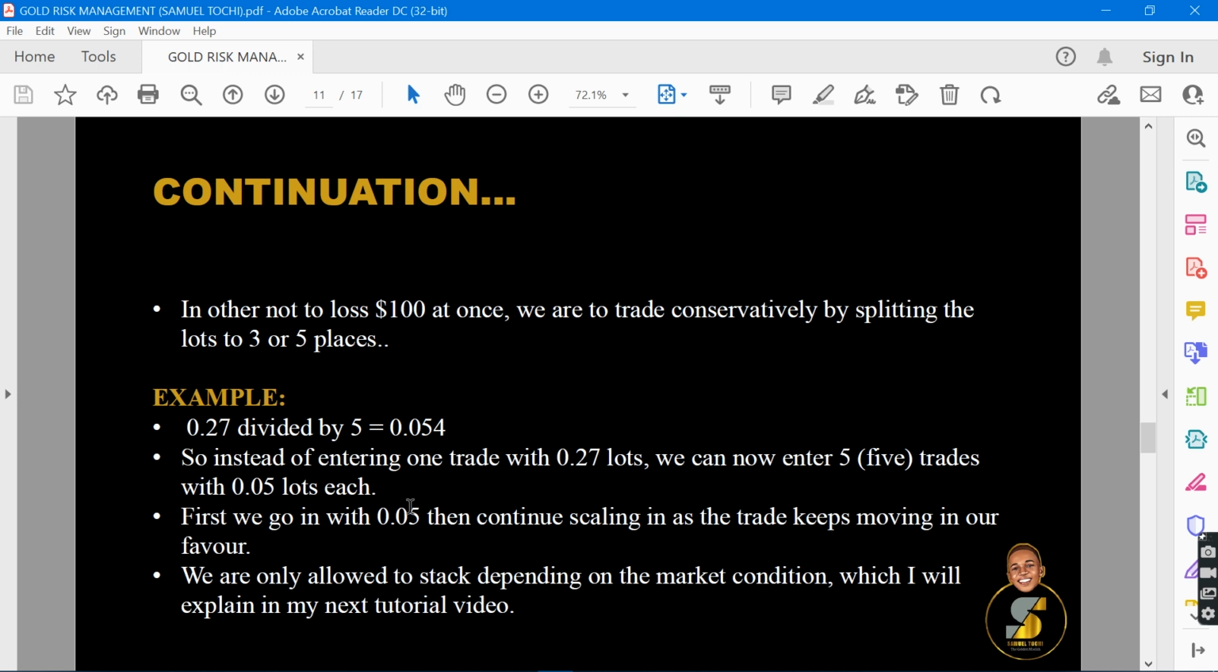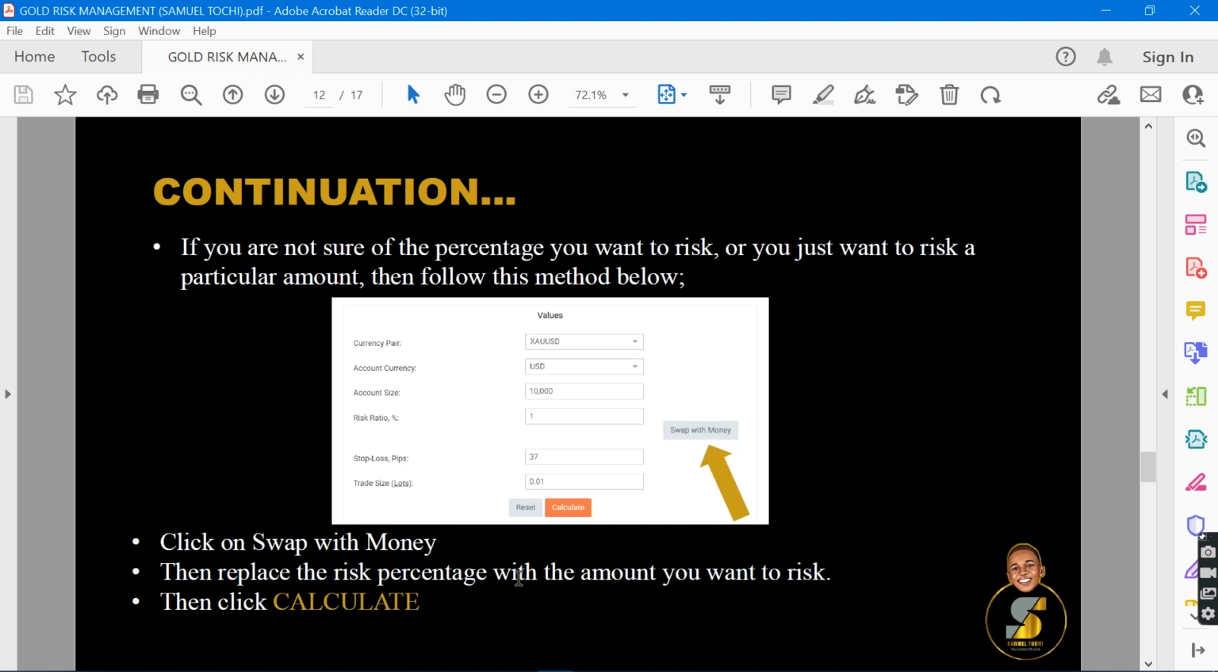So first we go in with 0.05, then continue scaling in as the trade keeps moving in our favor. So that way you still be on top of the game. So we are only allowed to stack depending on the market's condition, which I will explain in my next tutorial video.